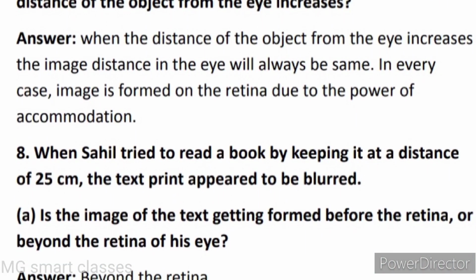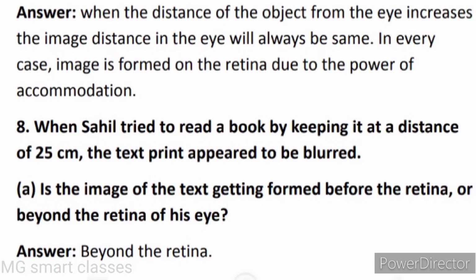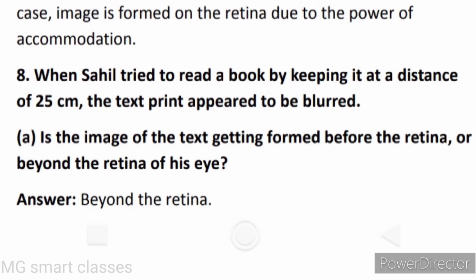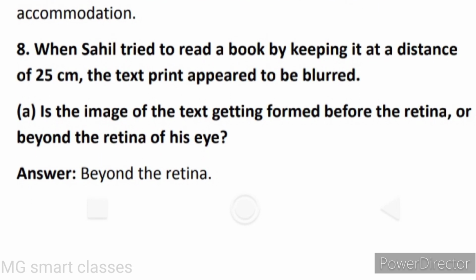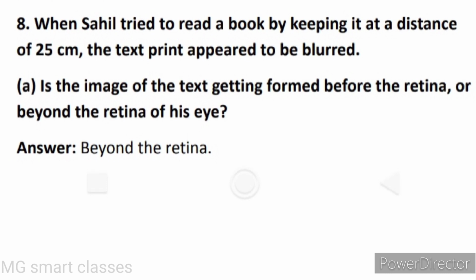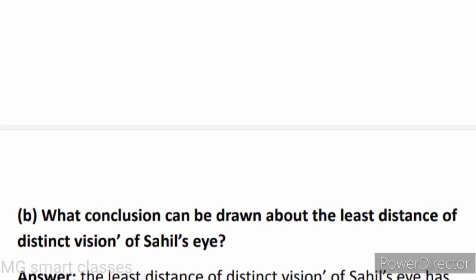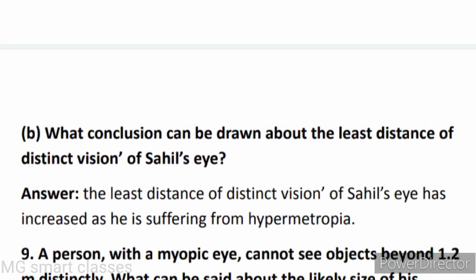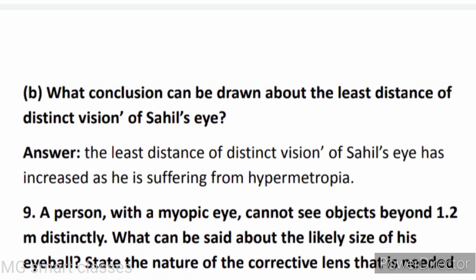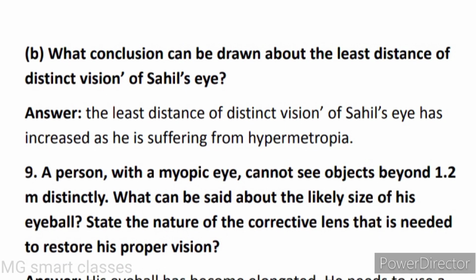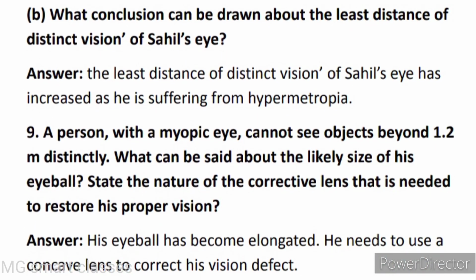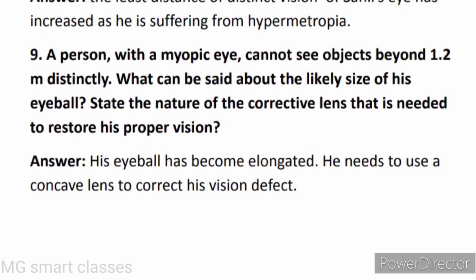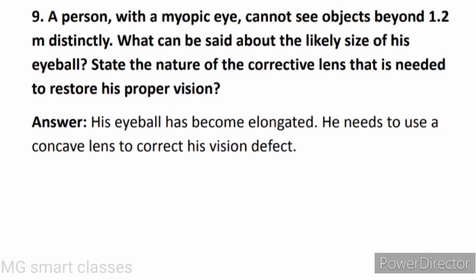Question number 8. When Sile tried to read a book by keeping it at a distance of 25 cm, the text print appeared to be blurred. Answer of A. Beyond the retina. B. What conclusion can be drawn about the least distance of distinct vision of Sile's eye? Answer. The least distance of distinct vision of Sile's eye has increased as he is suffering from hypermetropia. Question number 9. Answer. His eyeball has become elongated. He needs to use a concave lens to correct his vision defect.